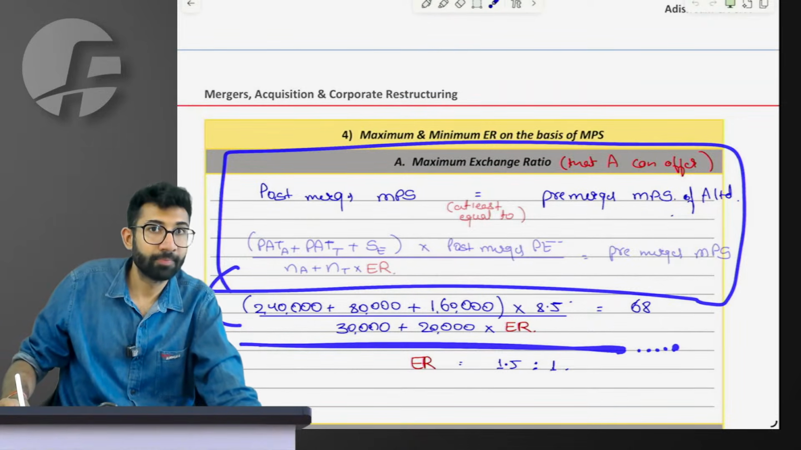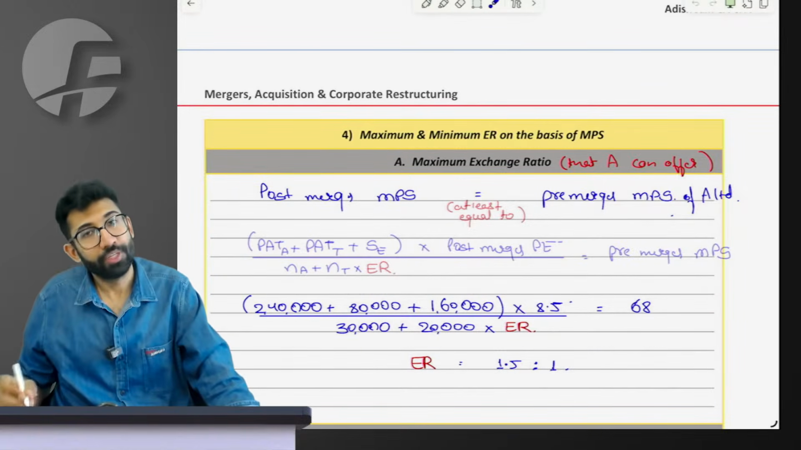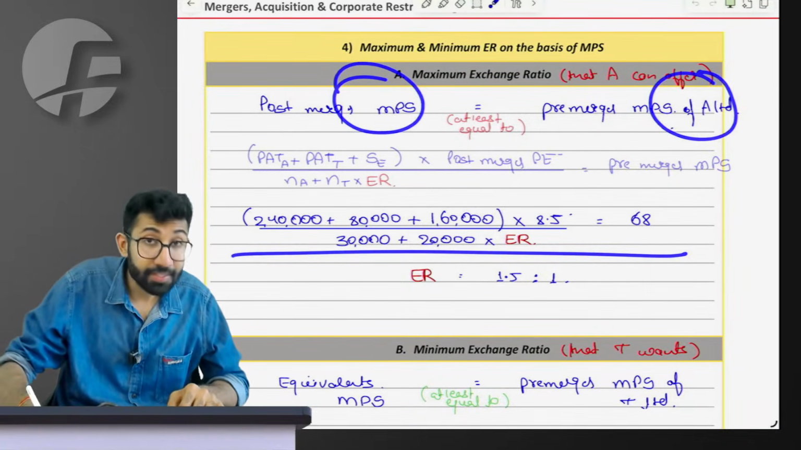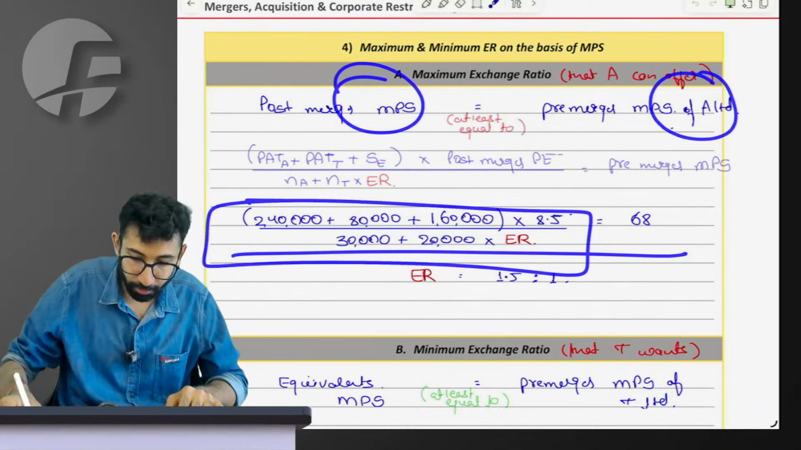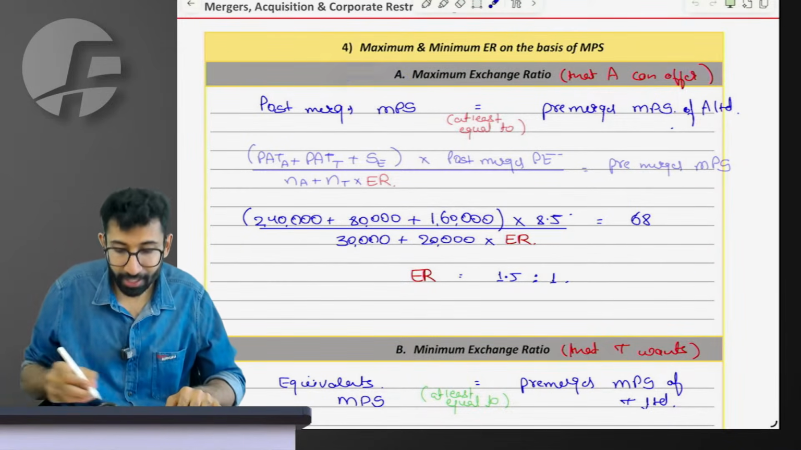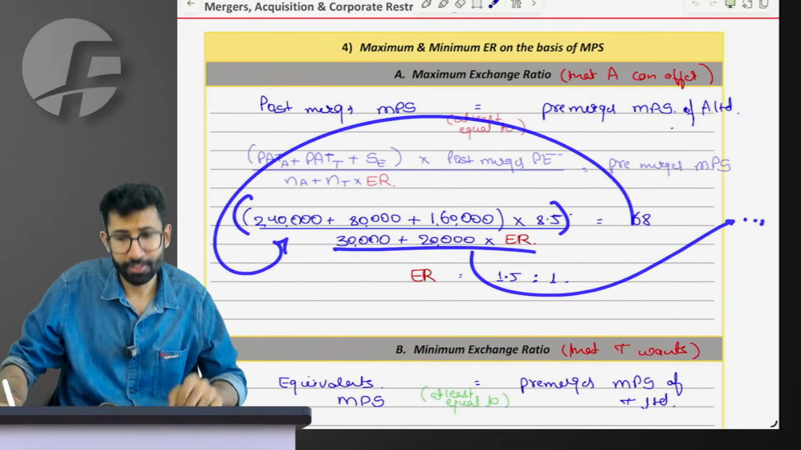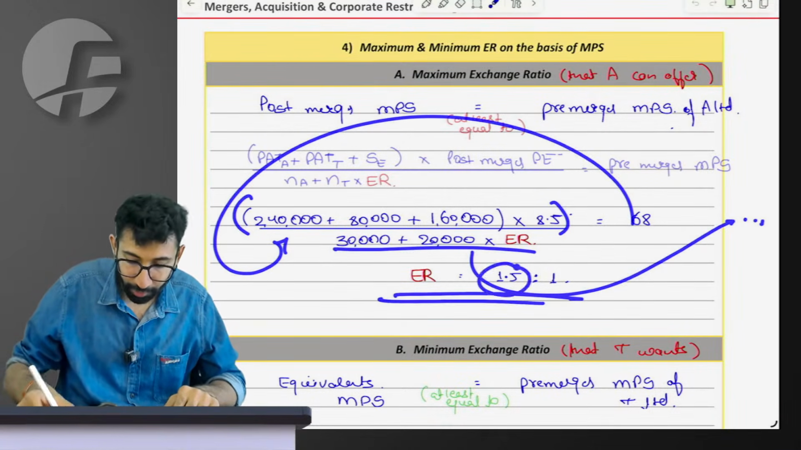Yes or no? Creation of equation, are you comfortable? Solution we will do, it's fine. So sir, the thought process remains the same. Post-merger MPS is equal to pre-merger MPS. This is the formula of post-merger MPS. Exchange ratio, if you have to find out, really simple. First solve this part, divide by 68, take it to the RHS, solve it simply. You will get an exchange ratio of 1.5 is to 1.